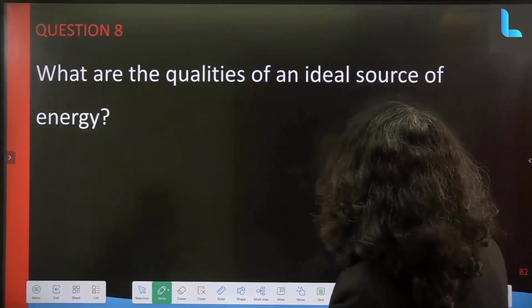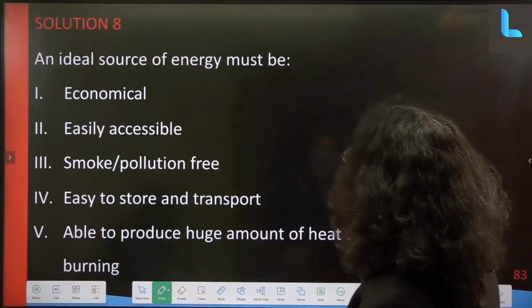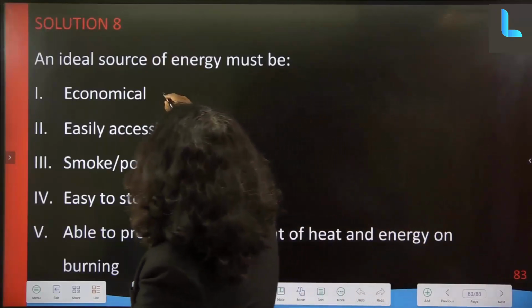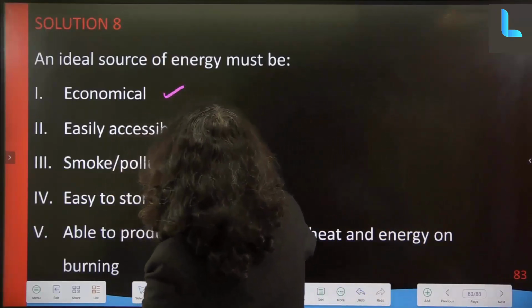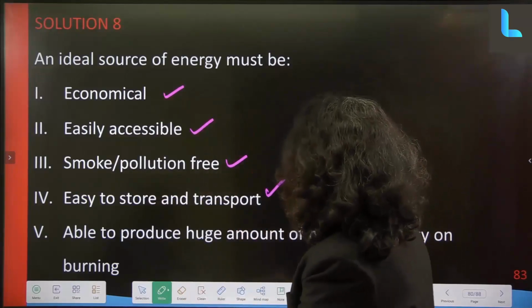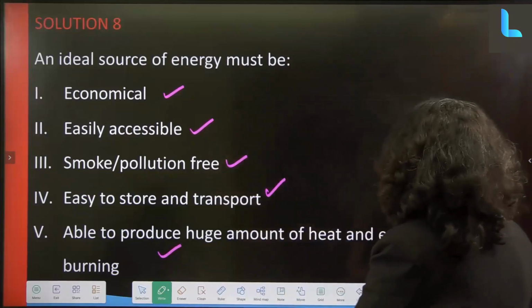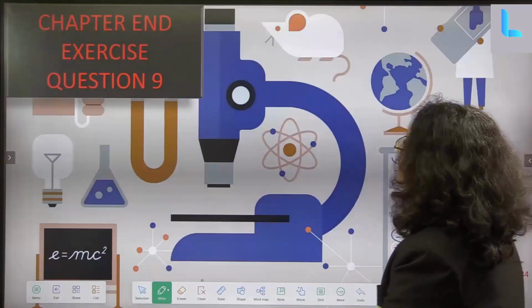What are the qualities of an ideal source of energy? The ideal source of energy must be economical, easily accessible, and smoke and pollution free. It should be easy to store and transport and able to produce a huge amount of heat and energy on burning.